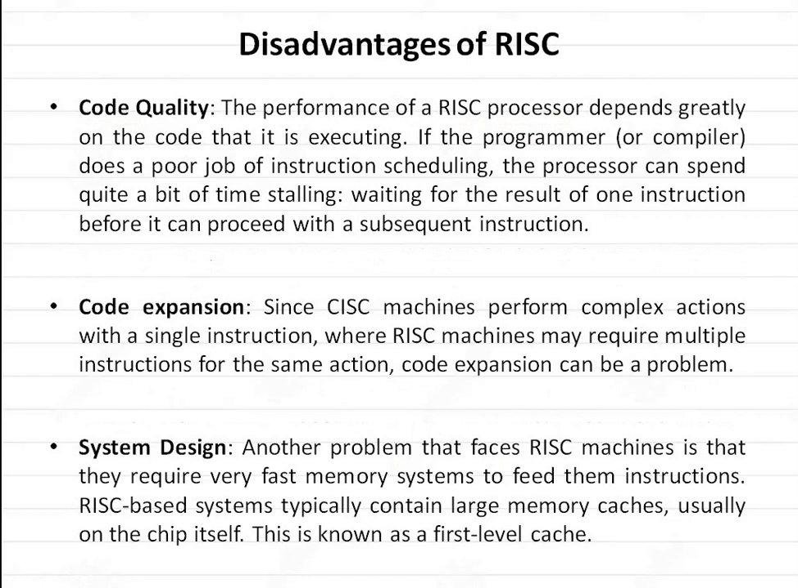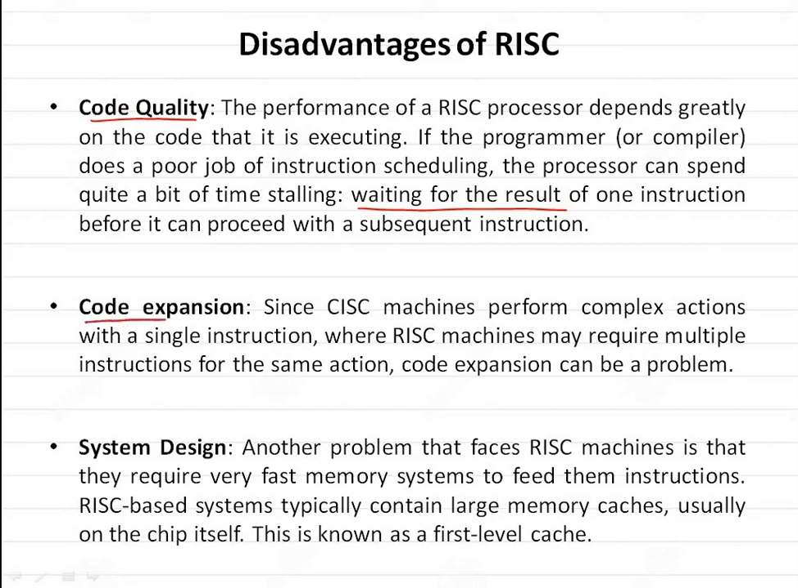Then there are a few disadvantages as well, like the first one, code quality. Code quality means that it is the responsibility of the programmer to write the instructions in an optimized way. If the instructions are not written very efficiently, then what would it result in? It would result in a large amount of waiting time for the result of one instruction to be processed before we can execute the next instruction. So we need to have a good quality of code that can be run efficiently on a RISC-based processor.